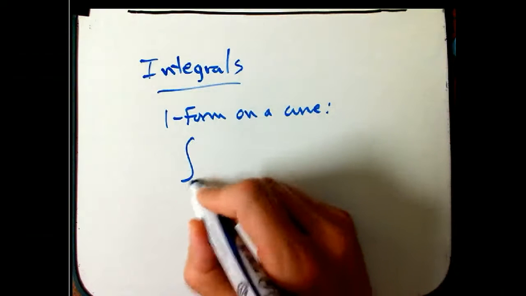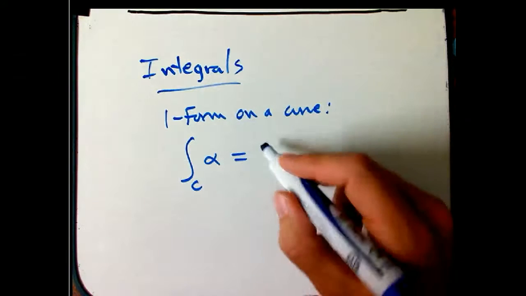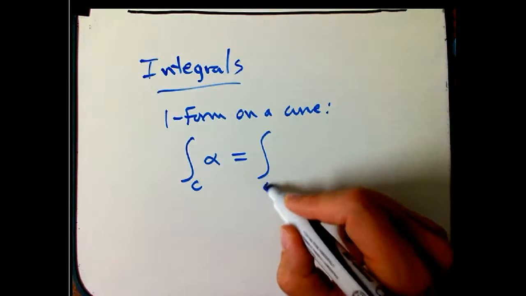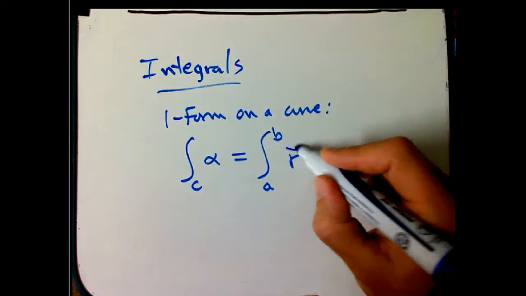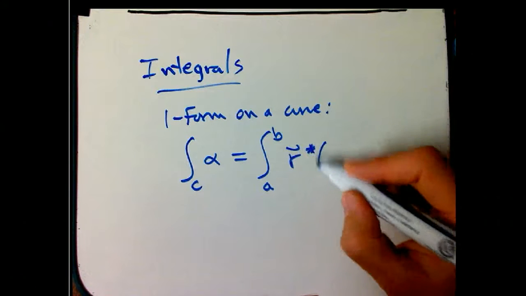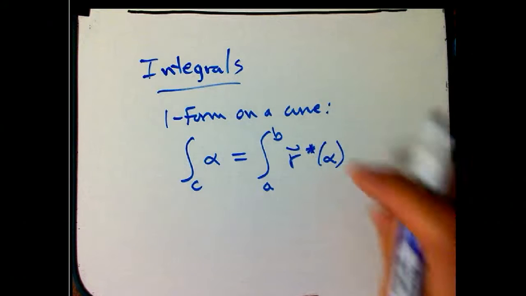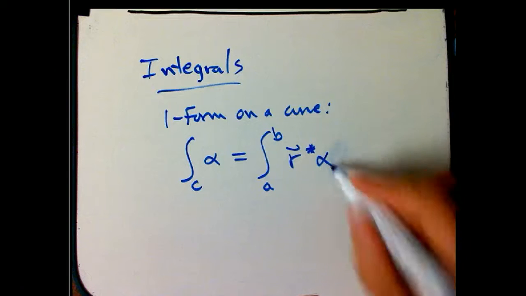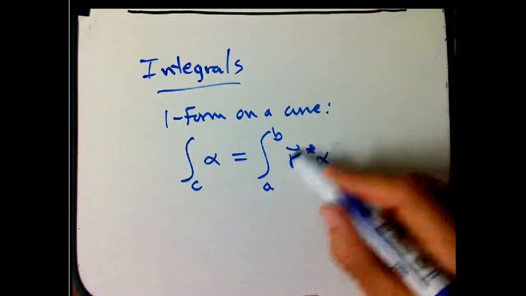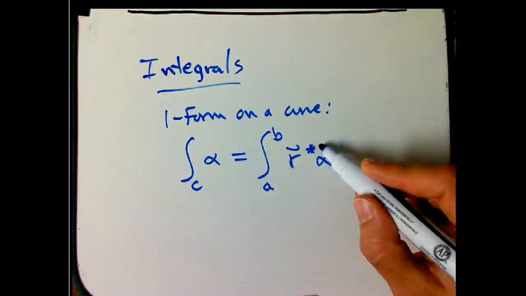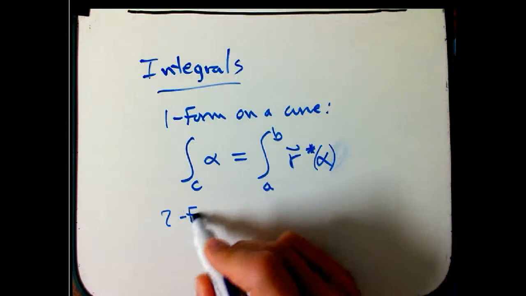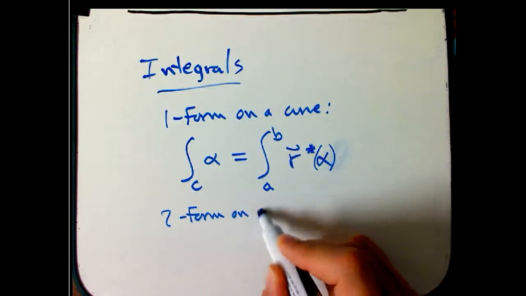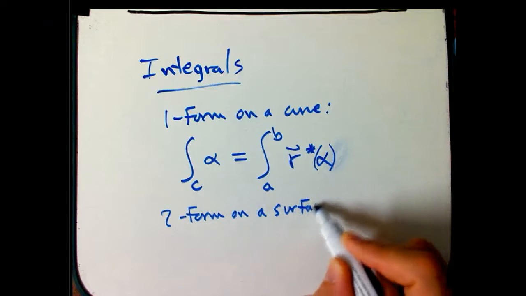We had the integral over the curve of some one form alpha is just the integral over the domain of how it's parameterized, a to b, of, we call the parameterization r, we said r star alpha. And sometimes we often just drop the parentheses, r star alpha. But it really is this operation r star acting on alpha. Okay? And then a two form on a surface, it's exactly the same.